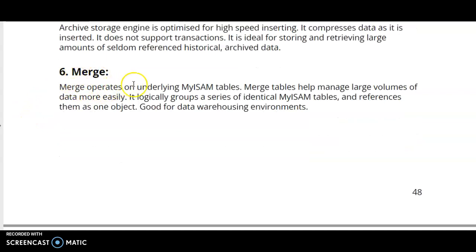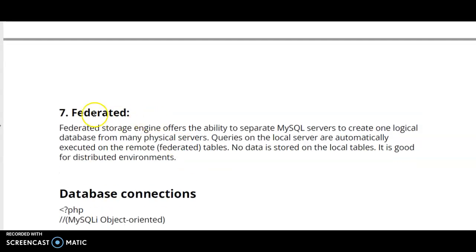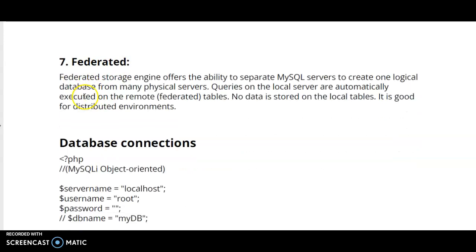Next is Merge. Merge operates on underlying MyISAM tables. A Merge table helps manage large volumes of data more easily. It logically groups a series of identical MyISAM tables and references them as one object, good for data warehousing environments. And the Federated storage engine offers the ability to link separate MySQL servers to create one logical database from many physical servers. Queries on the local server are automatically executed on the remote federated table. No data is stored on the local tables. It is good for distributed environments.